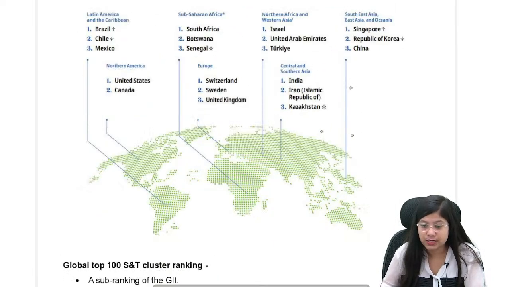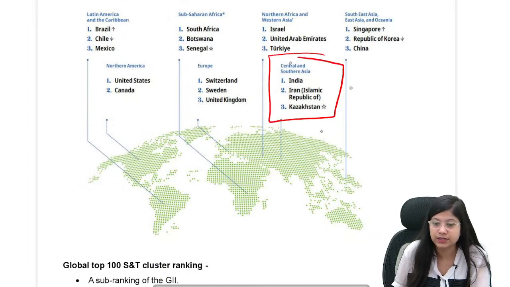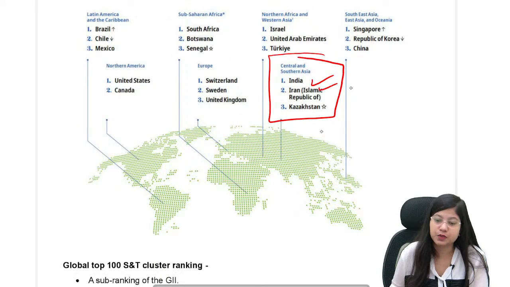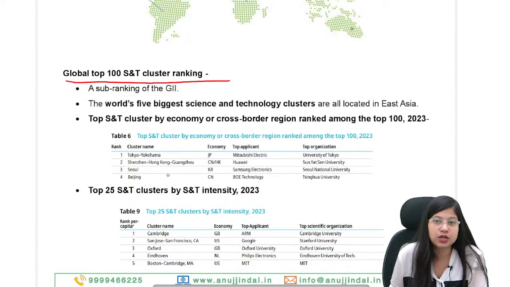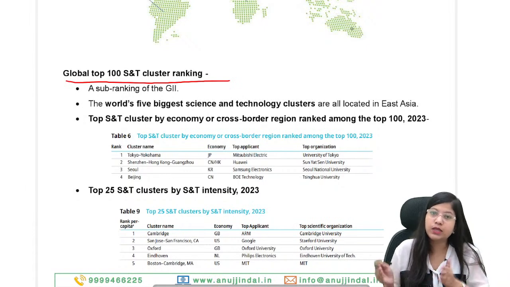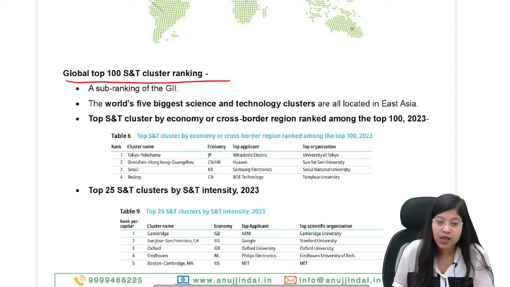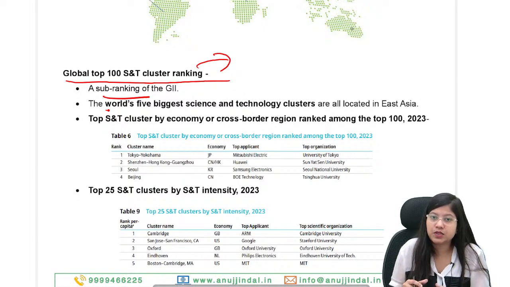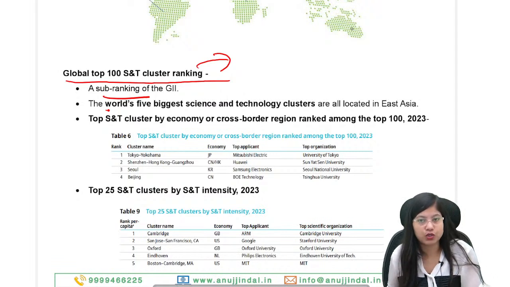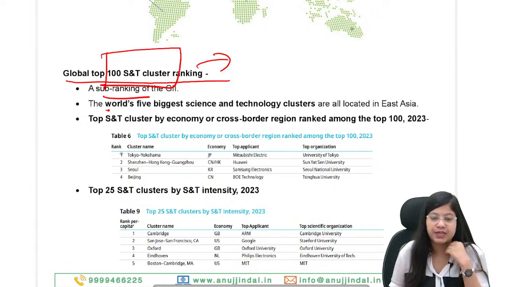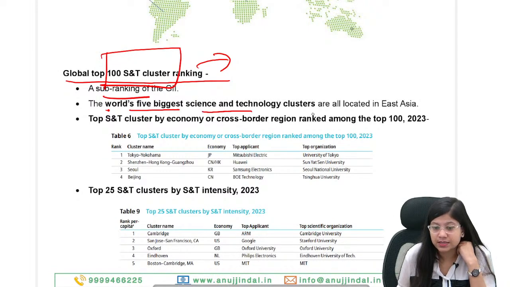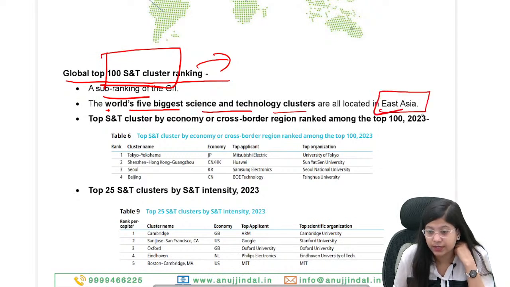As far as the region is concerned, in the regional ranking, Central and South Asia, India is again at the 1st position. Now one more thing, that is Global Top 100 S&T Cluster Ranking. This is a separate ranking within the Global Innovation Ranking. Okay? So it is a sub-index in the GII and it basically ranks the regions on the basis of the innovations in science and technology that they do, the science and technology clusters that they foster. Okay? So the world's 5 biggest science and technology clusters are located in East Asia.